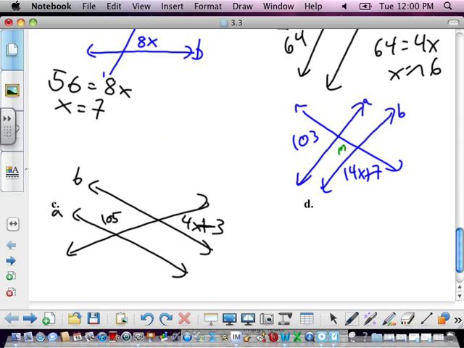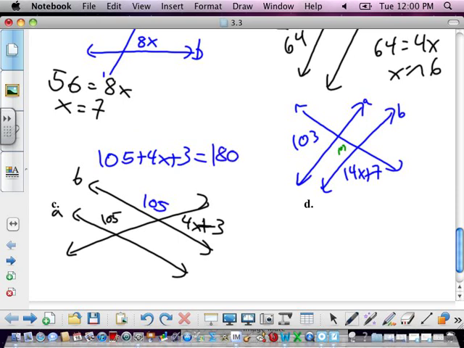All right, let's look at C. Are those two angles anything to each other? Alternate interior, alternate exterior, consecutive interior, corresponding? No. But this one is 105 right here, and what do these two form? A linear pair. 105 plus 4x plus 3, what does that equal? 180. Good.